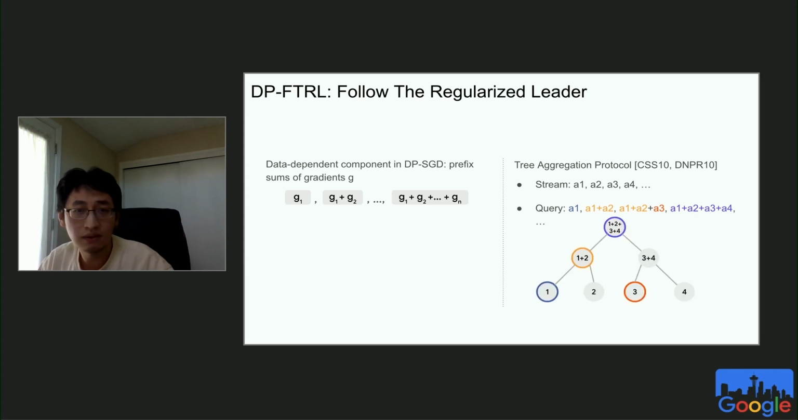Here, to tackle this difficulty on the sampling problem in practical federated learning systems, we propose this method called DP-FTRL. Remember, in DPSGD, in all the differential privacy methods, what you really need to privatize is the prefix sum of gradients, and you use them to update. Instead of adding uncorrelated noise to each of the gradients, we use these tree aggregation protocols, which can add correlated noise to the prefix sums.